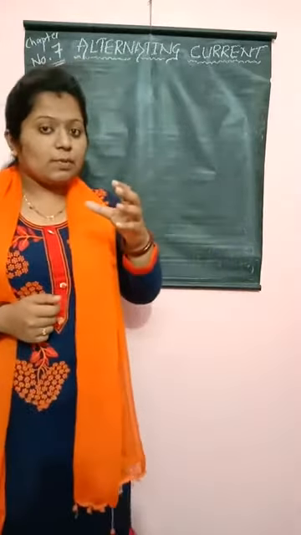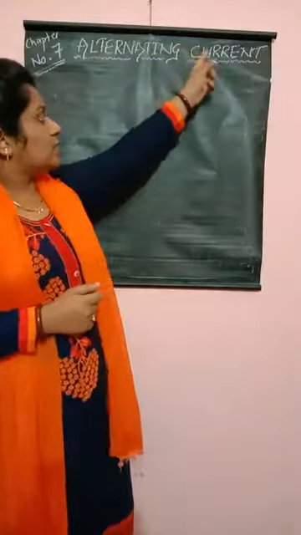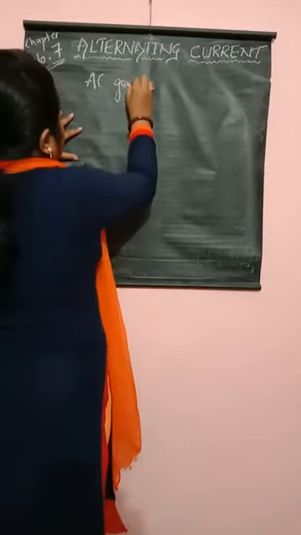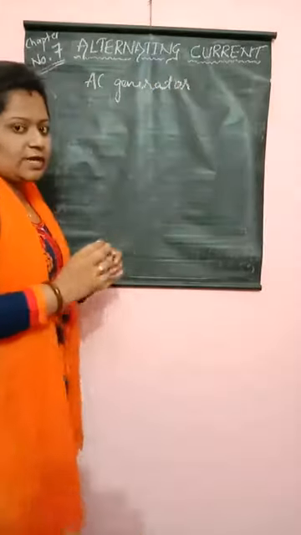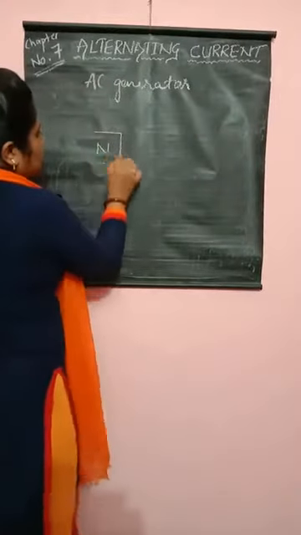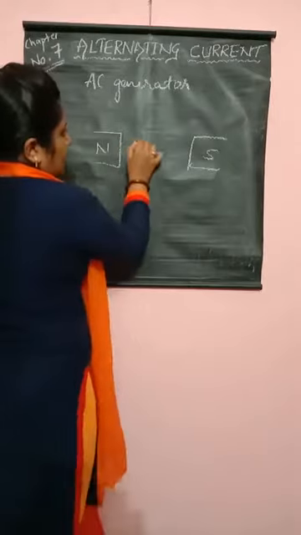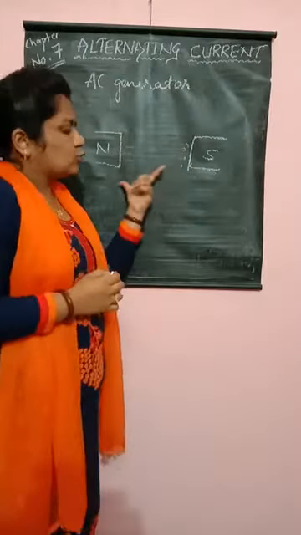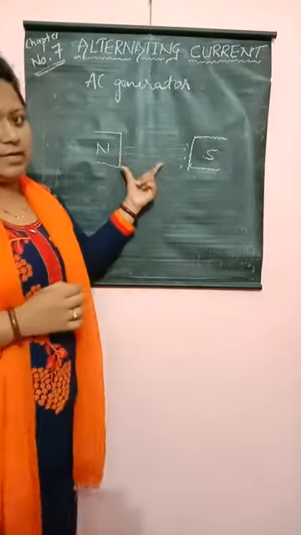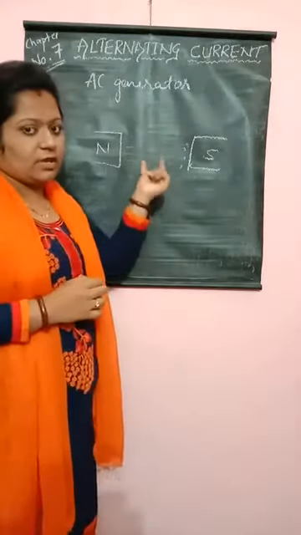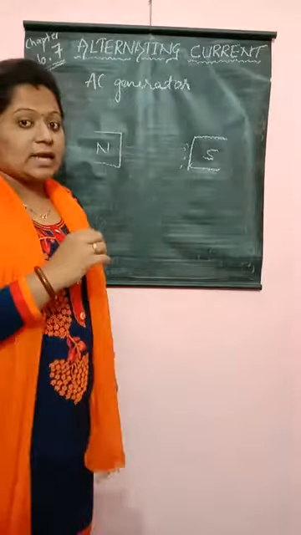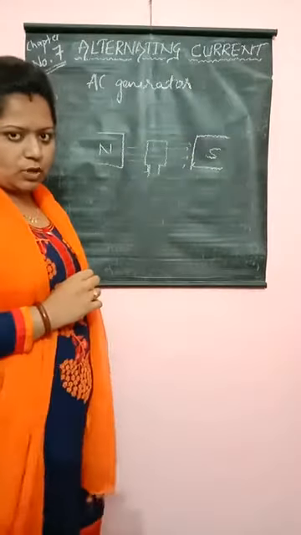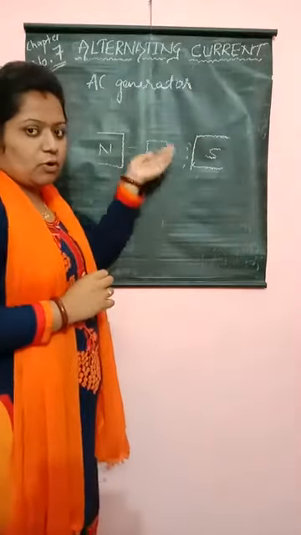Before that, you should know about one important thing, that is the AC generator. I explained that in the last class. We have studied about the AC generator. We have taken two magnets, north and south pole, and in between them magnetic lines are there, traveling from north to south. In between these two magnets a magnetic field is created, isn't it? In this magnetic field I am keeping a current carrying conductor, a coil, and this coil we make to rotate.